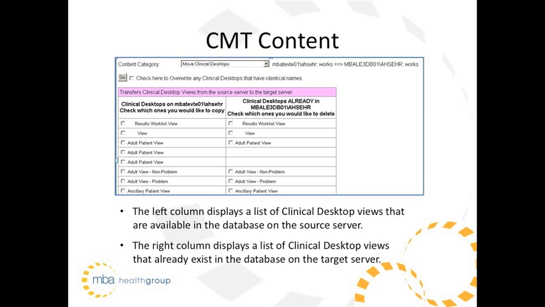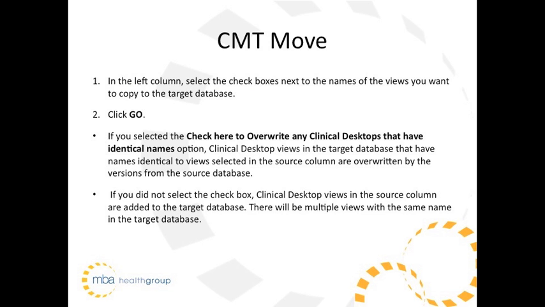If you select the checkbox beside Go that says check here to overwrite any clinical desktops that have identical names, the system will overwrite any items with the same name on the target database. If you do not select this box, it will move the checked item and keep any items on the target database with the same name, therefore leaving you with multiples. Here are the instructions for performing the move that we just discussed.